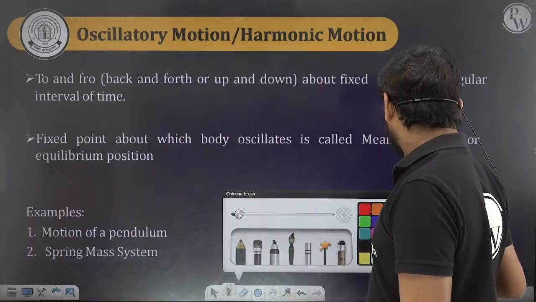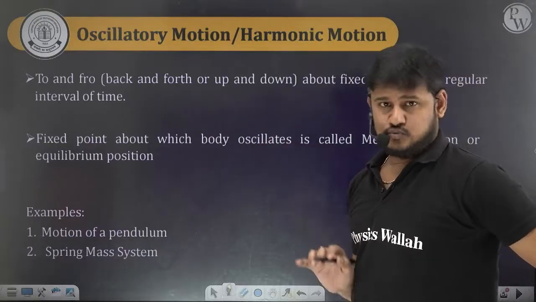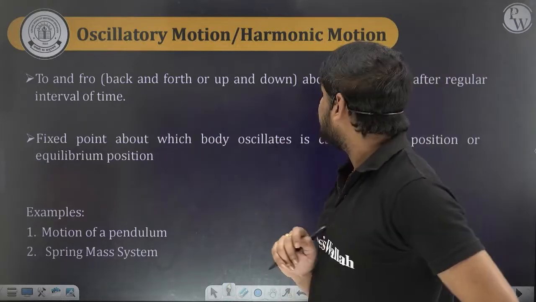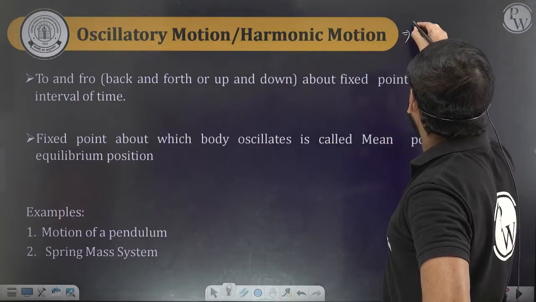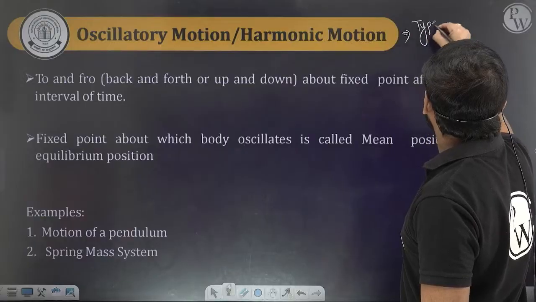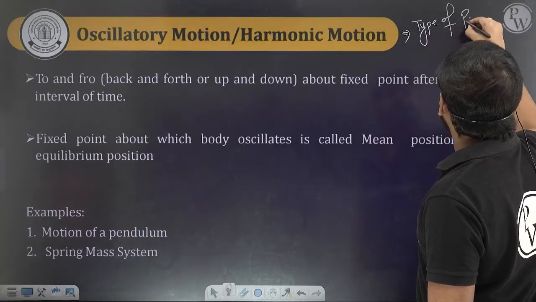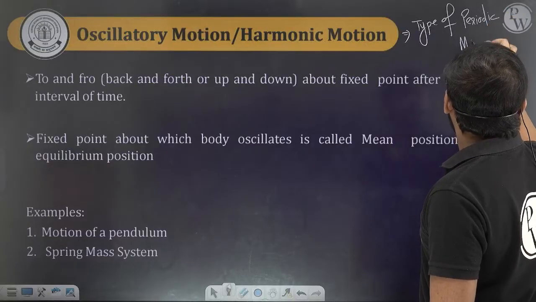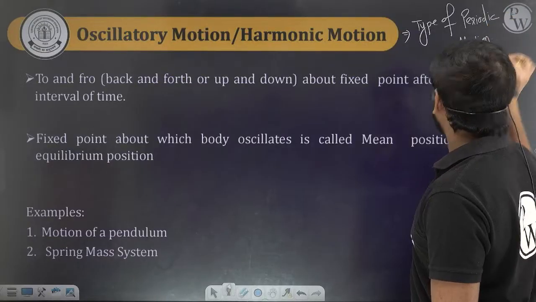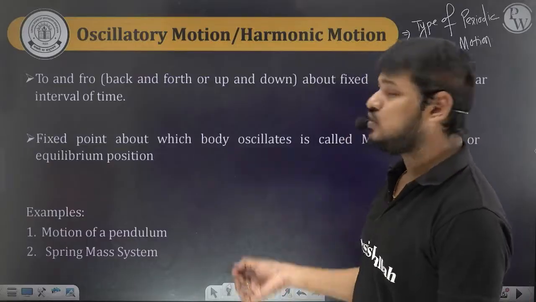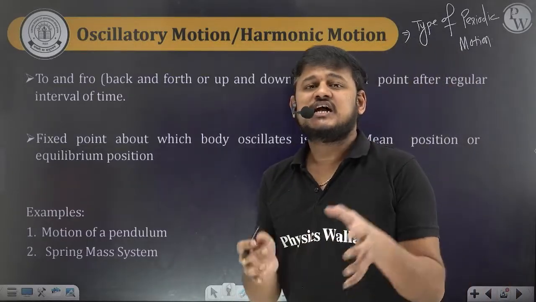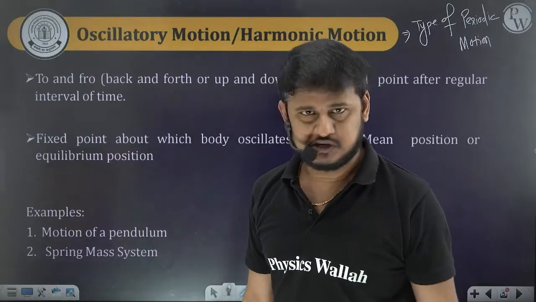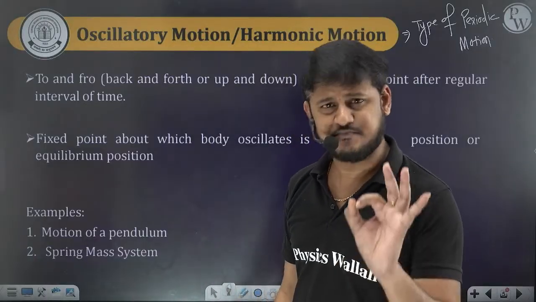See here. To and fro motion, the oscillatory motion or the harmonic motion, is a type of periodic motion. Remember this point. It's a type of periodic motion. So in periodic motions, the to and fro or back and forth motions are called harmonic motions or oscillatory motions. That's it, the simple definition.